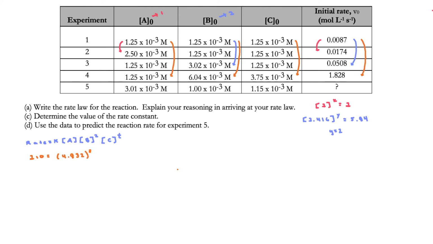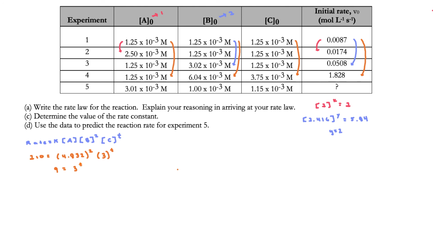It's second order here. Now I didn't include A, remember, because it doesn't actually change. So A is not going to affect the rate at all. So 4.832 is the change in concentration of B. I'm going to square that, times, well, how is my concentration of C changing? It's going from 1.25 times 10 to the negative third to 3.75 times 10 to the negative third. So it is tripling here. So what I need to do now is take 210 and divide it by 4.832 squared. And what I get is actually 9. That looks quite nice because I got like 8.999.